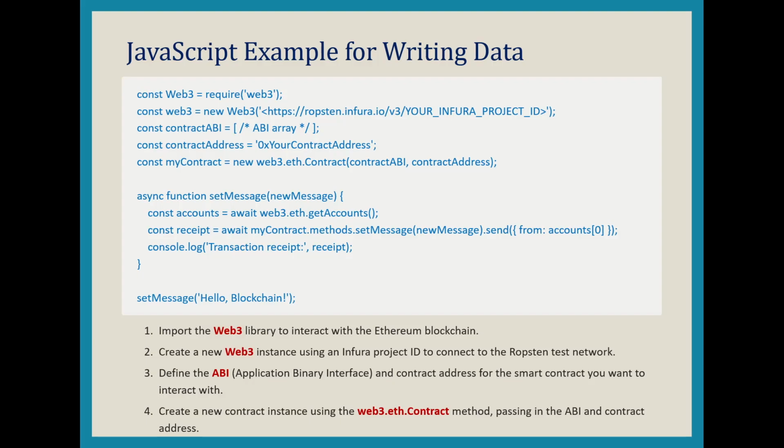Okay, so this is calling the setMessage method, and this sends the transaction from the first account. The send method is used for operations that modify the blockchain state. Next, console.log transaction received sends the transaction receipt to the console, which contains details about the transaction. And finally, we're just calling the function. It invokes the setMessage function to update the message stored in the contract with the string "Hello, Blockchain!"